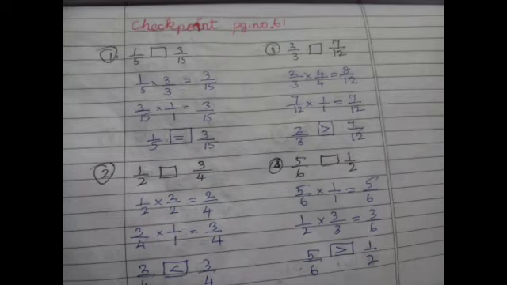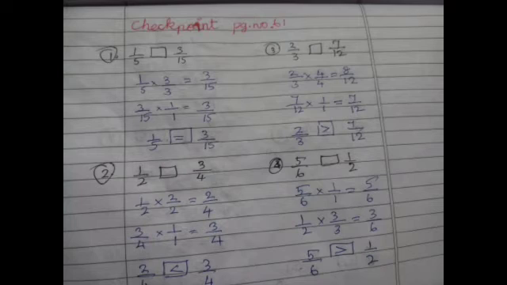Okay, so for 1 by 5 we can make the denominators equal. 5 and 15 are there, so the LCM is 15. We can make 1 by 5 into 15, so we multiply by 3 by 3. The numerator is 1 into 3, 3. Denominator 5 into 3, 15. So 3 by 15, 3 by 15. So both the numbers are equal.